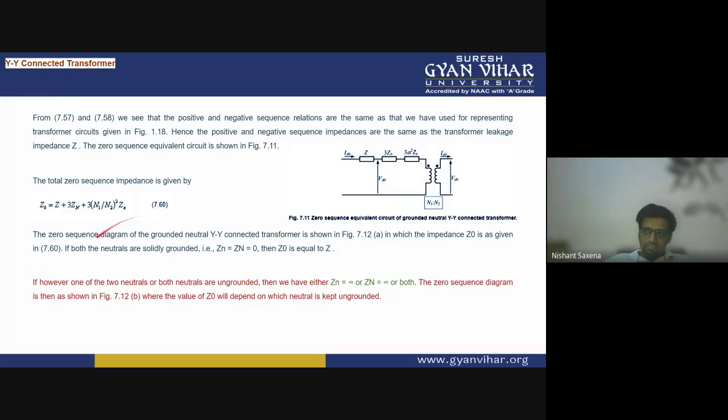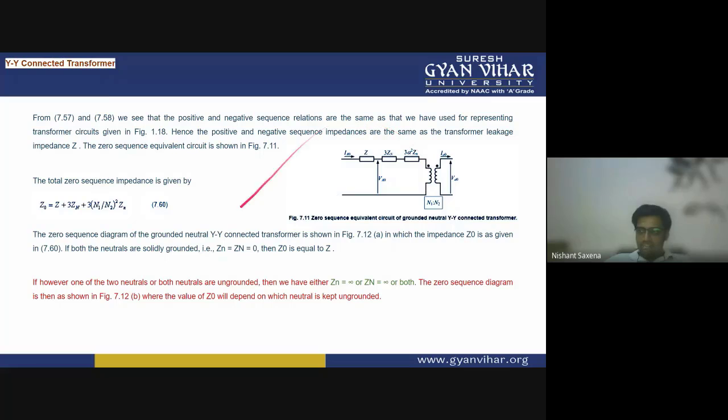So the zero sequence diagram for the grounded neutral, that is a star-star connected transformer, is shown to you, in which the Z0 is given as in equation number 7.60. This is your Z0. You can say this complete thing is your Z0.